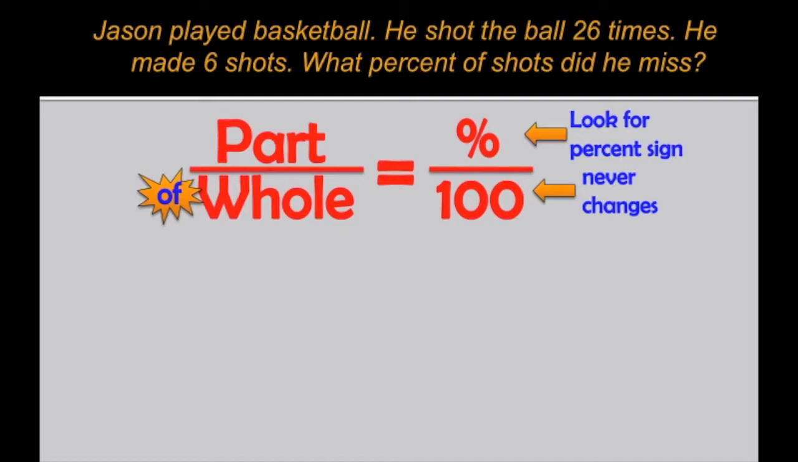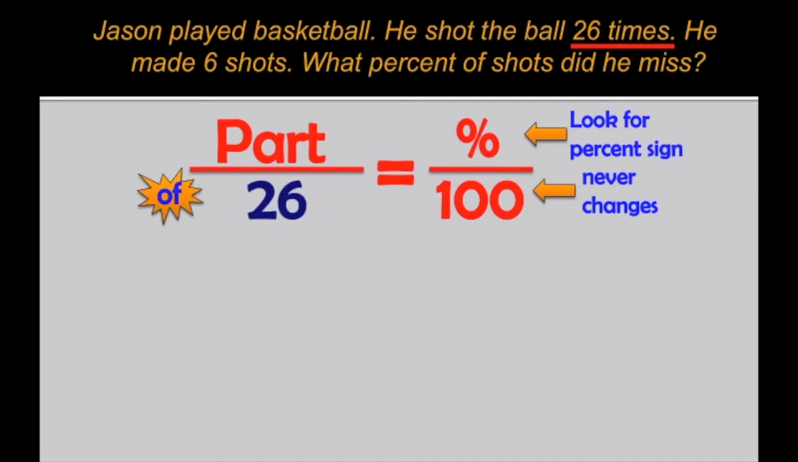So let's see what we have, what we know. We know that he shot the ball a total of 26 times. So if he shot the ball a total of 26 times, that represents the complete number of times he shot, which makes it our whole. So we're going to put the 26 where the whole belongs.